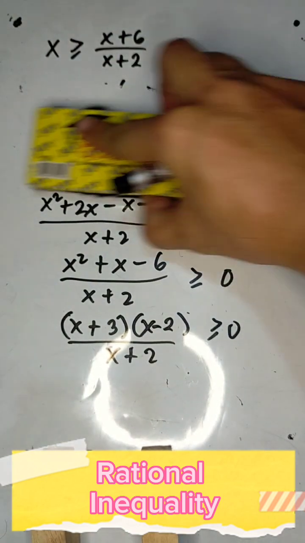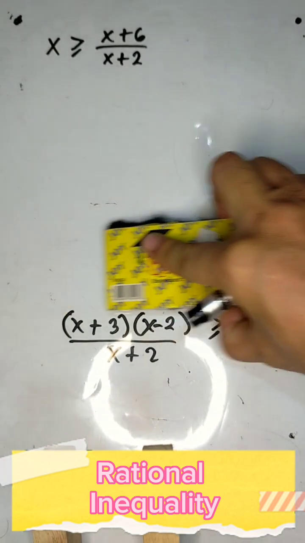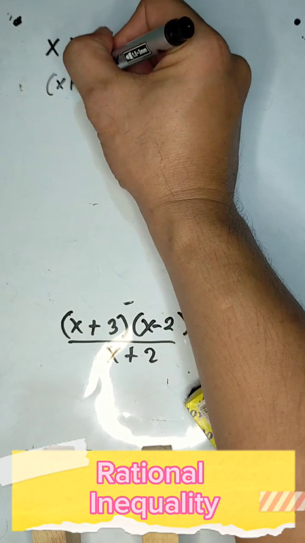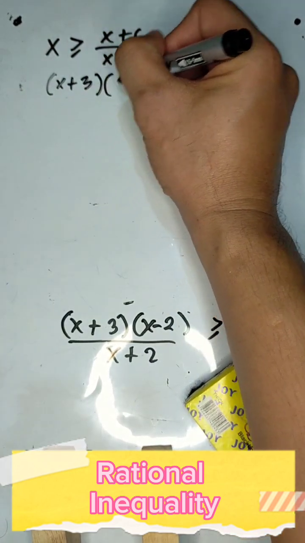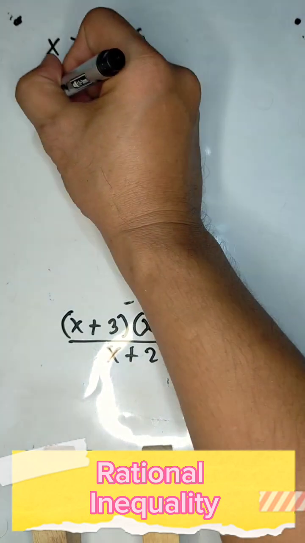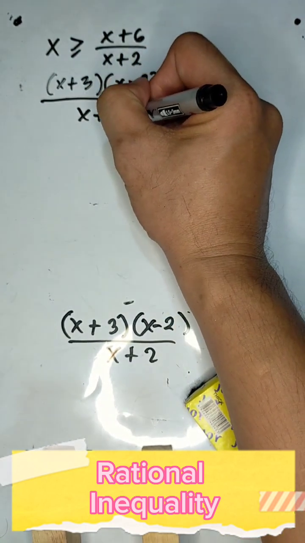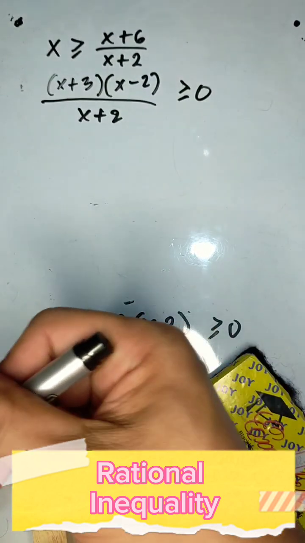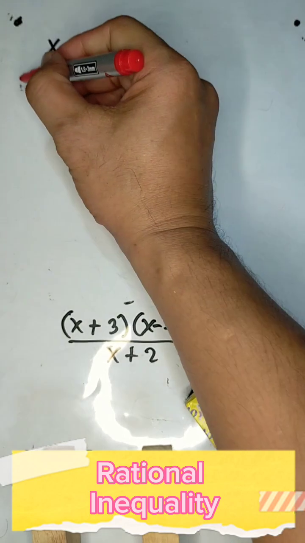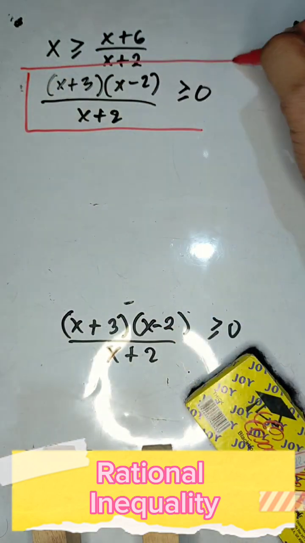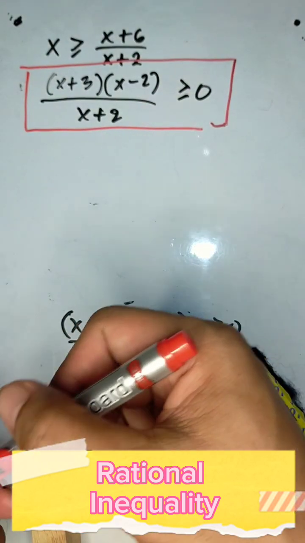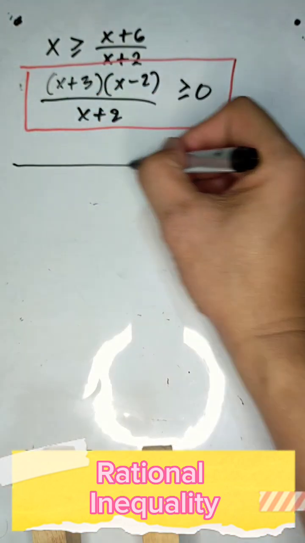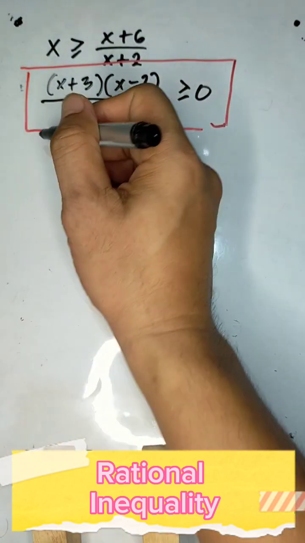Now let's rewrite that here on top. This is now (x plus 3)(x minus 2) over (x plus 2), all greater or equal to 0. So this is now our inequality to be used for our test points. Okay, now let's draw the real number line. Critical points first.